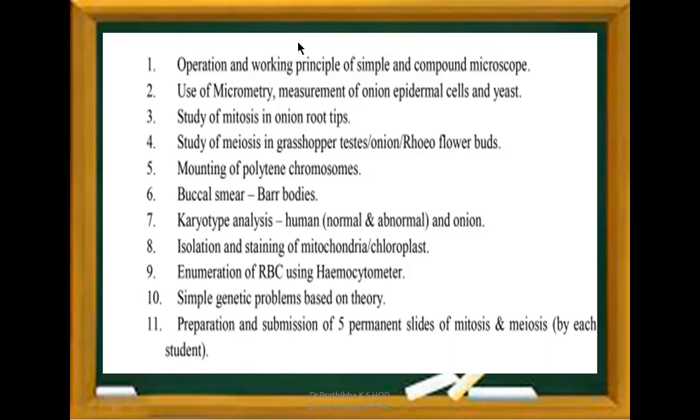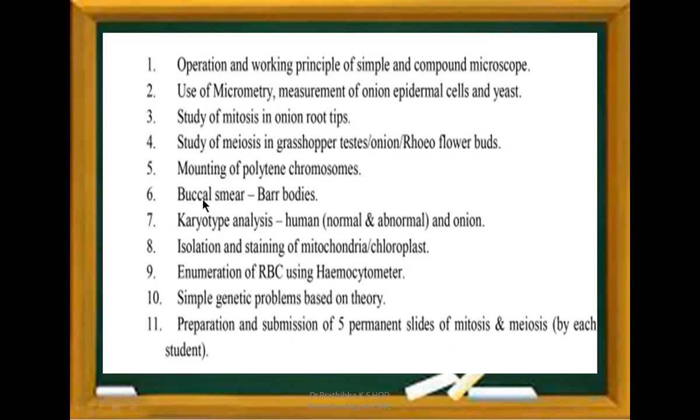So in this first semester cell biology genetics, these are the experiments you need to perform in your practical classes. First one, operation and working principle of simple and compound microscope. Second, use of micrometry, measurement of onion epidermal cells and yeast. Study of mitosis in onion root tips. Study of meiosis in grasshopper testes, or maybe onion or maybe Rhoeo flower buds. Then fifth experiment, mounting of polytene chromosomes.